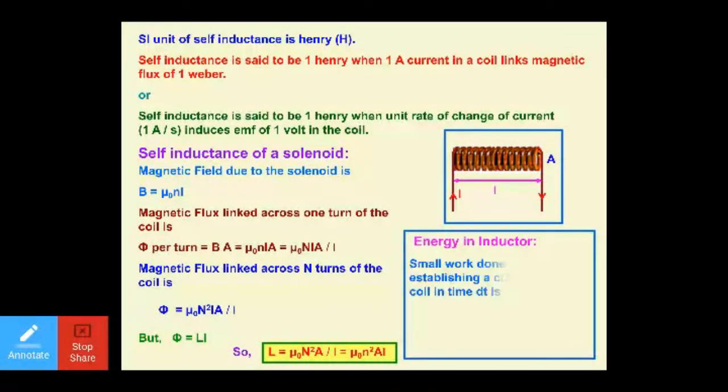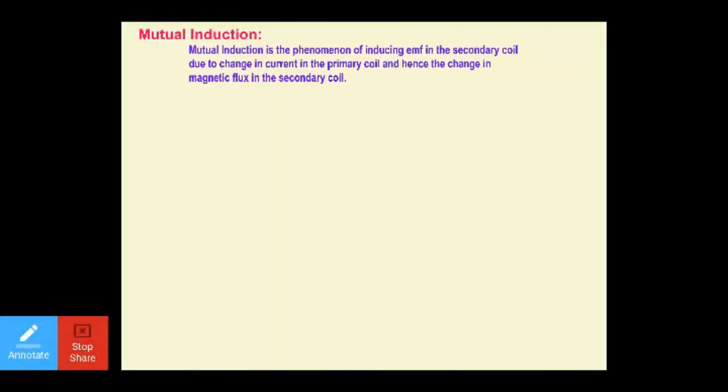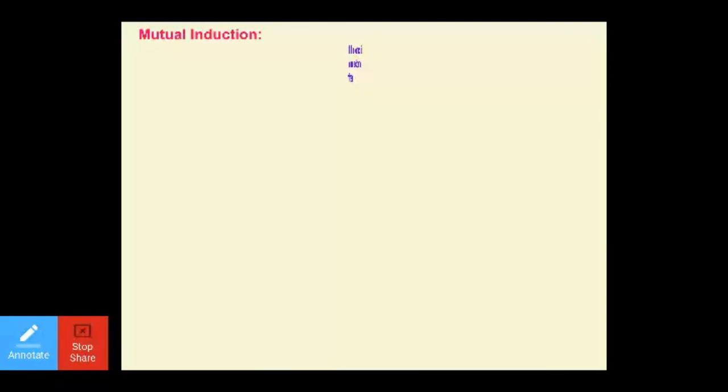This is the energy in an inductor, which has nothing to do with this chapter, but you will have to remember this. We studied it in the previous chapter. That is the expression of the energy, half Li square. Furthermore, let's move on to the next.